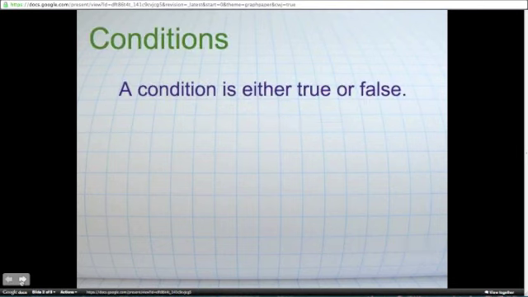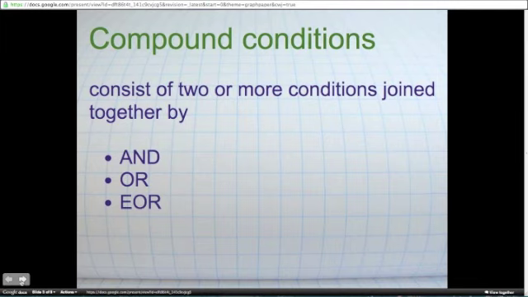A condition is a statement that is either true or false. Compound conditions consist of two or more statements joined together by a logical operator. Now, a logical operator might be an and, an or, an exclusive or, E-O-R, exclusive or.